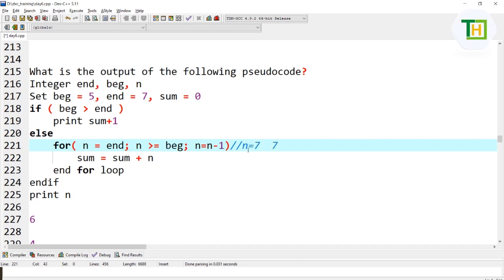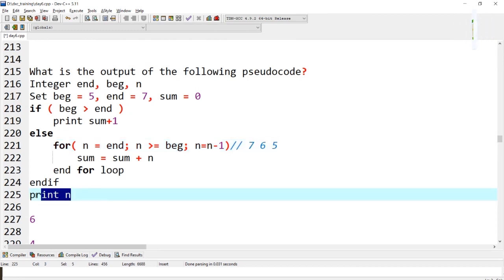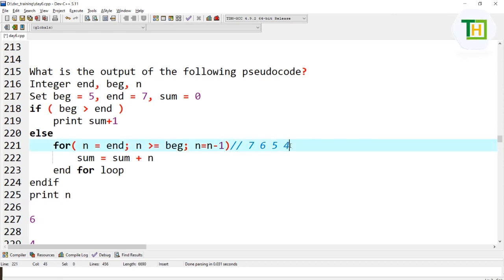Is 7 greater than or equal to 5, with n decreasing by 1 each time? This loop is repeated like this for 7, 6 and 5. And what is it printing? It is printing n, right? And finally it is going to print 4 here.